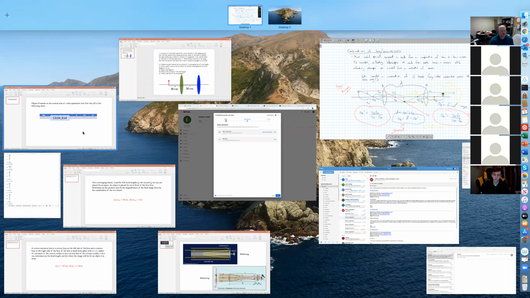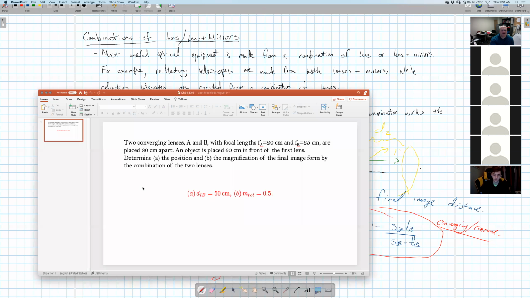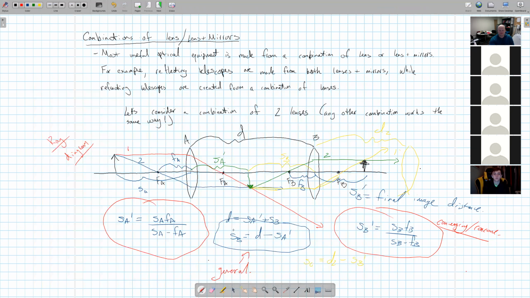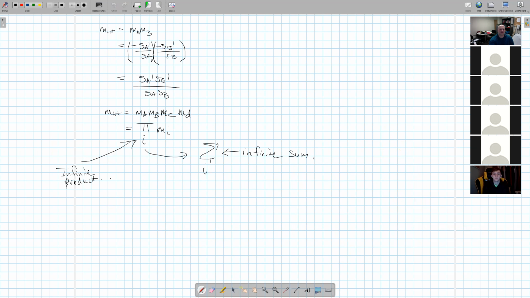So, let me find my example here. There it is. This says I have two converging lenses, A and B, with focal lengths FA, which is 20 centimeters, and FB, which is 25 centimeters, placed 80 centimeters apart. An object is placed 60 centimeters in front of lens A. Determine the position and the magnification of the final image formed by the combination of the two lenses. Great. The nice thing about this is I actually did all the work for us. The only thing we have to do now is plug in all of our numbers. So let's go ahead and do that.